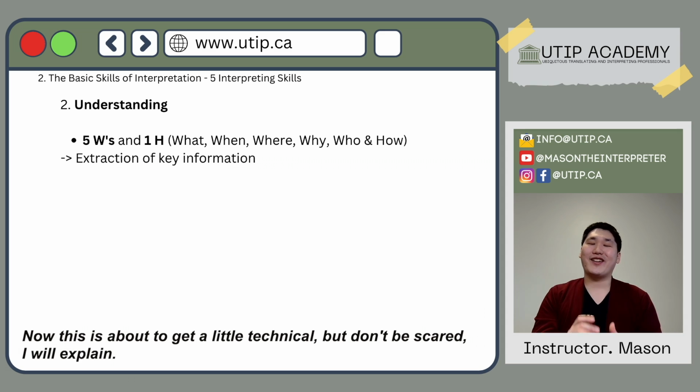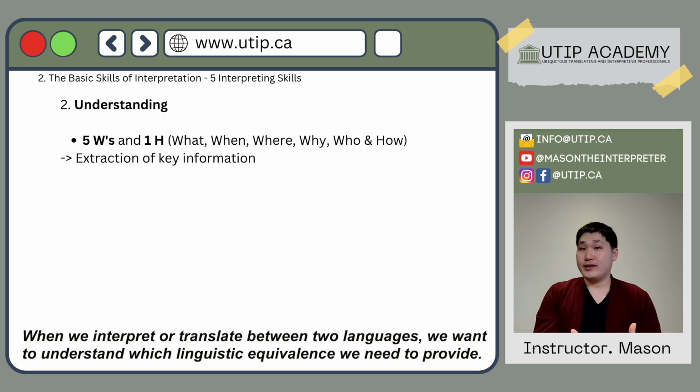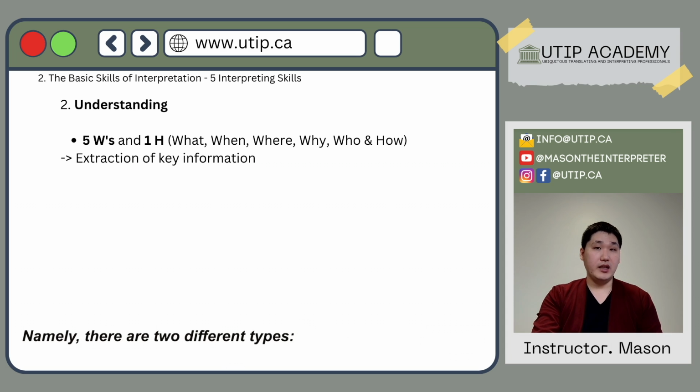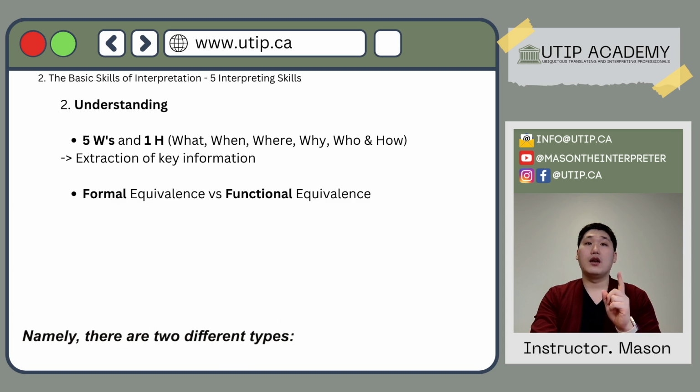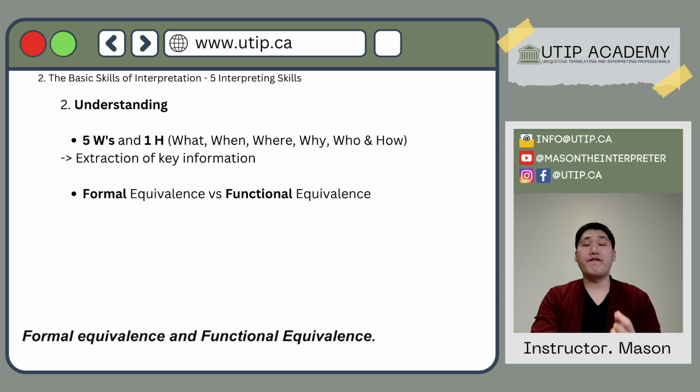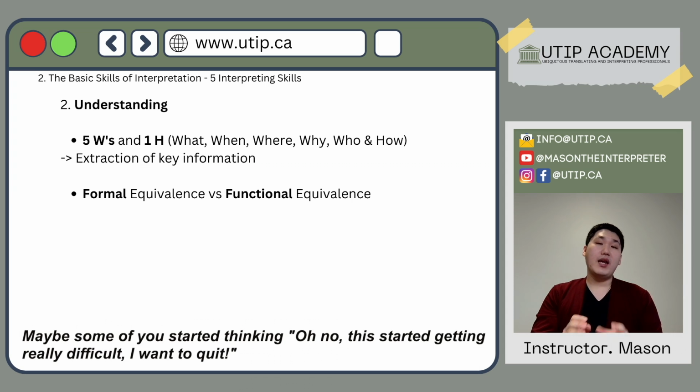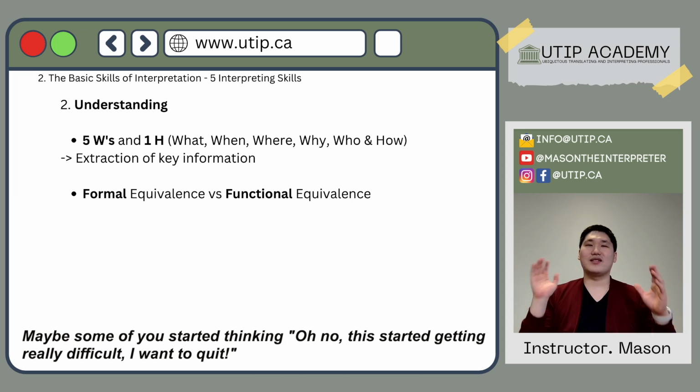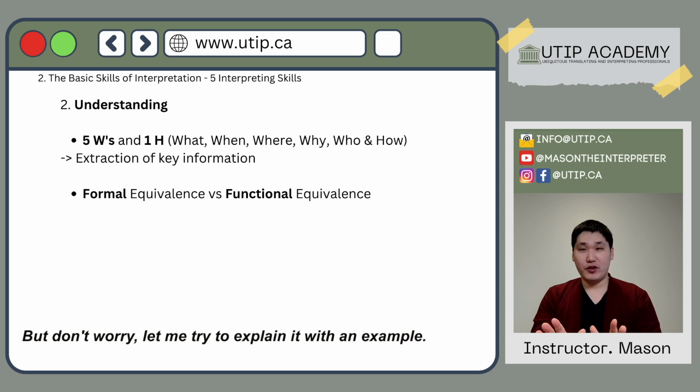Now, this is about to get a little technical, but don't be scared. I will explain. When we interpret or translate between two languages, we want to understand which linguistic equivalents we need to provide. Namely, there are two different types: formal equivalents and functional equivalents. Maybe some of you started thinking, oh no, this started getting really difficult, I want to quit. But don't worry, let me try to explain it with an example.